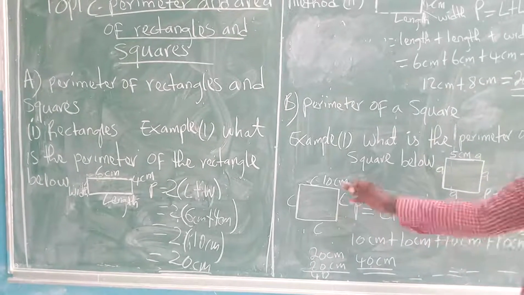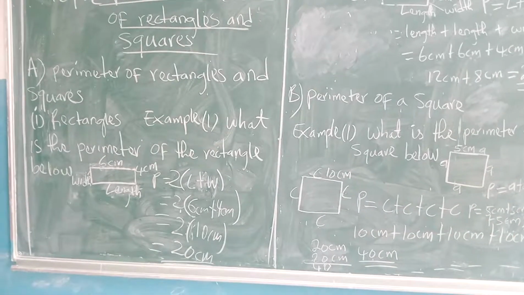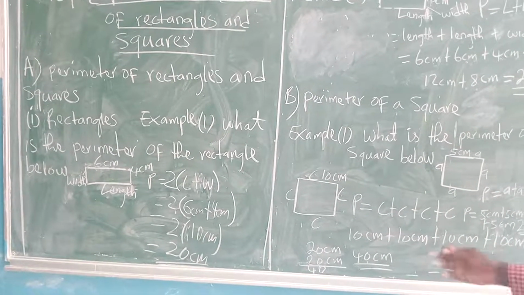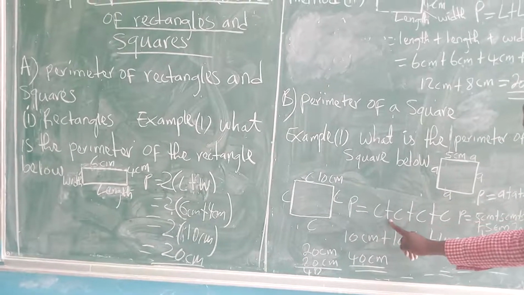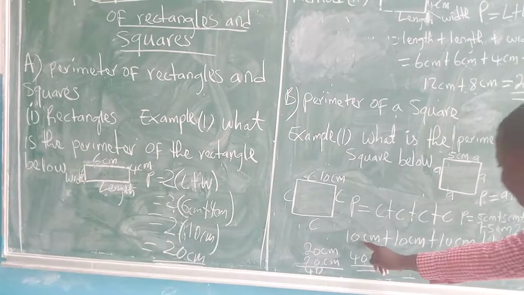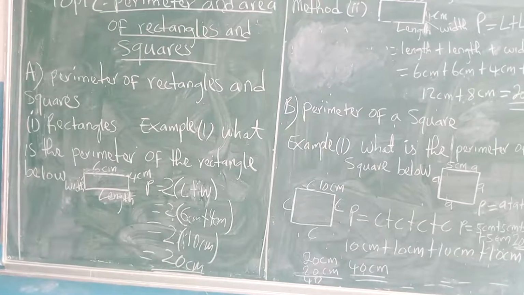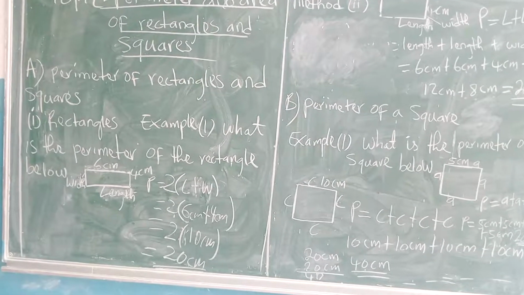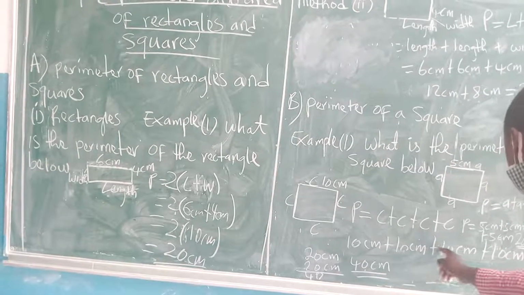Okay, we are looking at the second part, which is area of rectangles and squares. So we start with B1, which is area of rectangles. What is the formula when we want to look at the area of a rectangle?